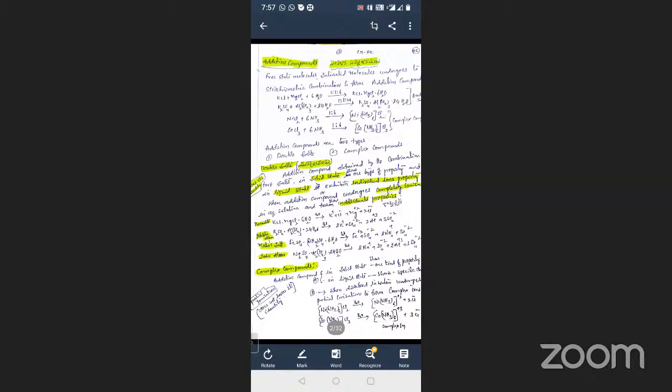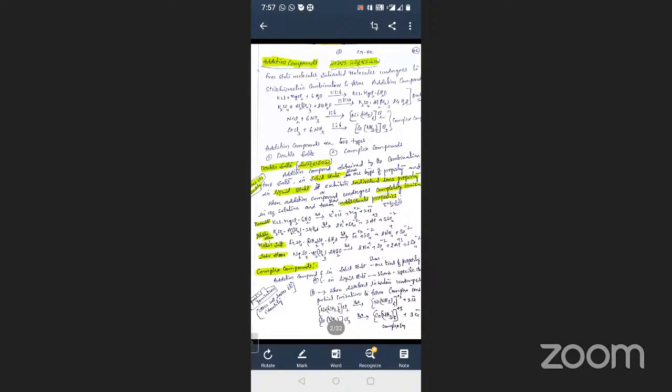Here, one potassium chloride, one magnesium chloride, and 6 moles of water molecules combine and we will get one compound. That compound is an addition compound. That is potassium chloride dot magnesium chloride dot 6H2O. That is known as one of the addition compounds. Generally, it is termed as carnallite.